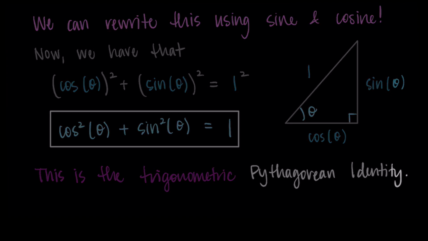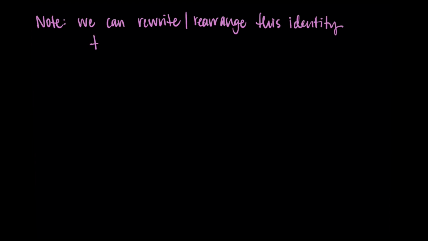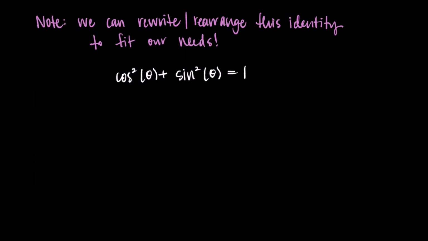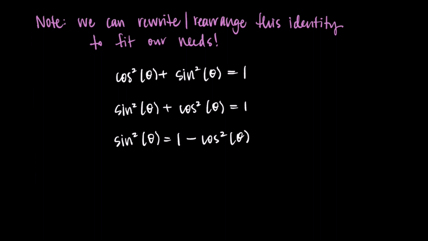Before we go, I just want to highlight that we can take this identity and rewrite or rearrange it to fit whatever our needs are. It's written in the form cosine squared plus sine squared equals 1, but we can rearrange it if what we are working with looks slightly different. For example, because addition is commutative, I can write sine squared plus cosine squared equals 1. I can just swap the order. Or I could subtract something over to the other side. I could subtract the cosine squared over, so I'd have sine squared equals 1 minus cosine squared. That's also still true. We can do that.